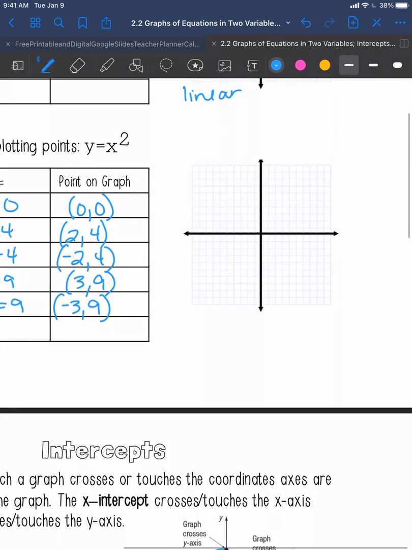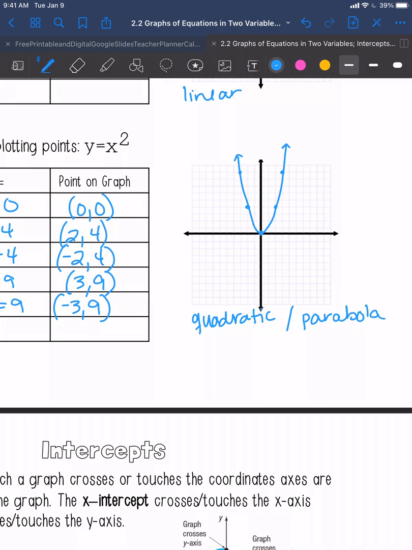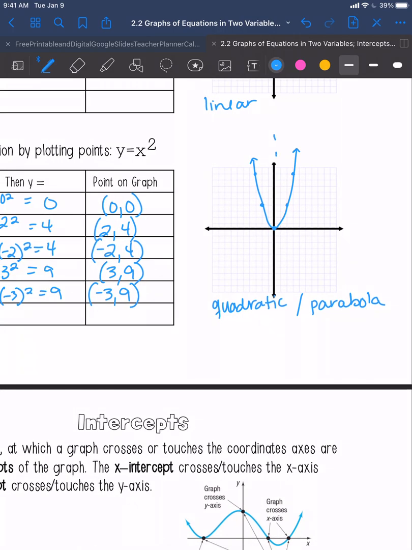So let's go ahead and plot those. (0, 0). All right, so we have our parabola here. It's our U-shaped graph. This stems from a quadratic equation. It's called a parabola. All right, so we'll talk about symmetry here, but you can see it's the same on both sides of that axis of symmetry I just drew.